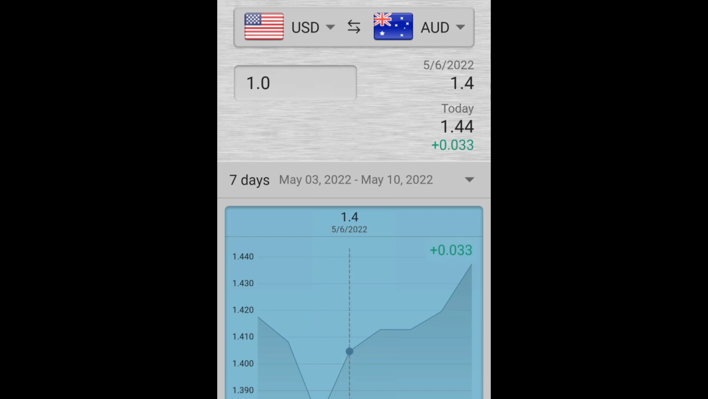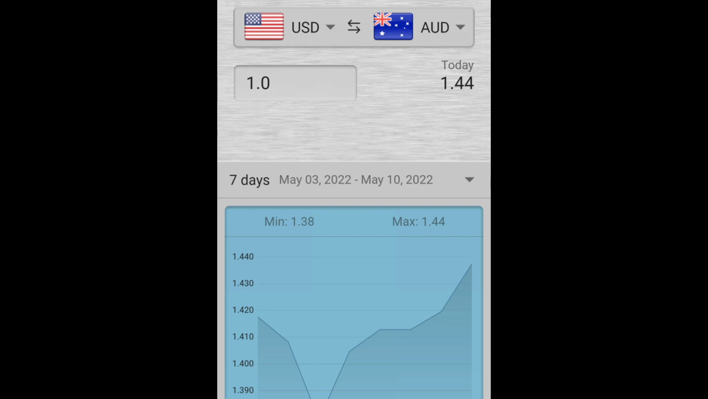For May 6, 1 US dollar is equivalent to 1.405 Australian dollar. For May 7, 1.412 Australian dollar. For May 8, 1.412 Australian dollar. For May 9, 1.418 Australian dollar. And for May 10 data today, 1 US dollar is equivalent to 1.435 Australian dollar. That's the USD to AUD or Australian dollar.